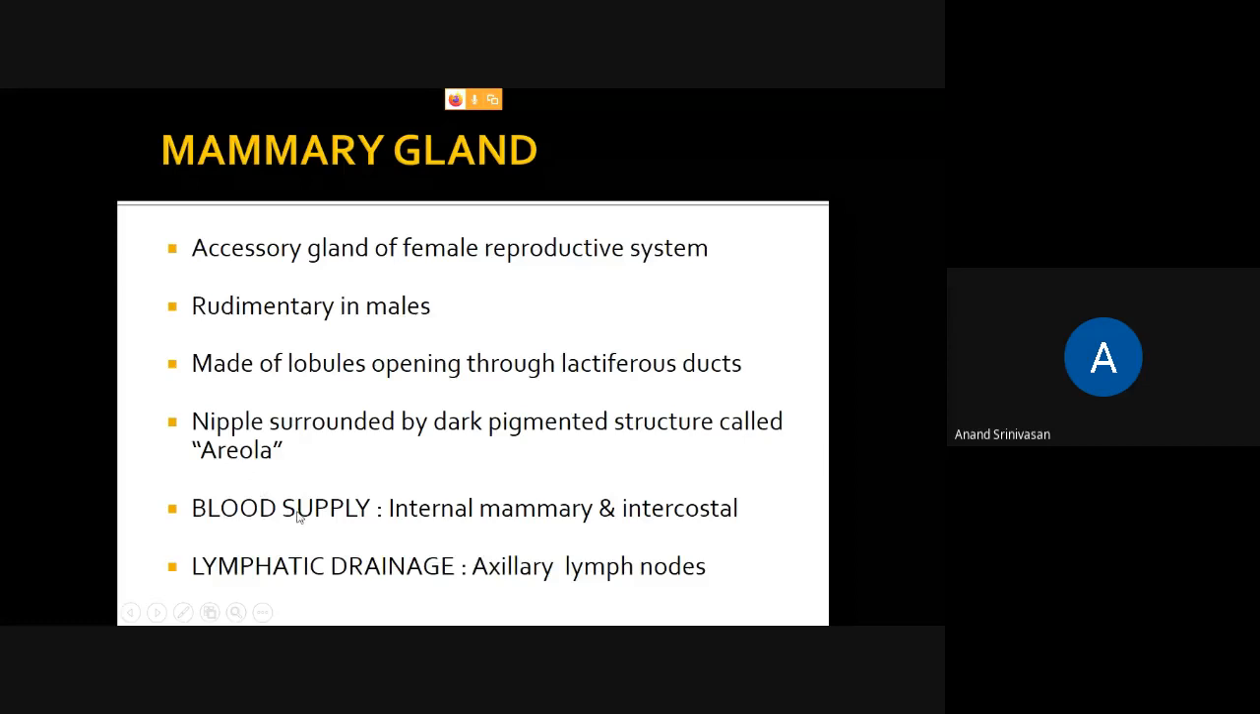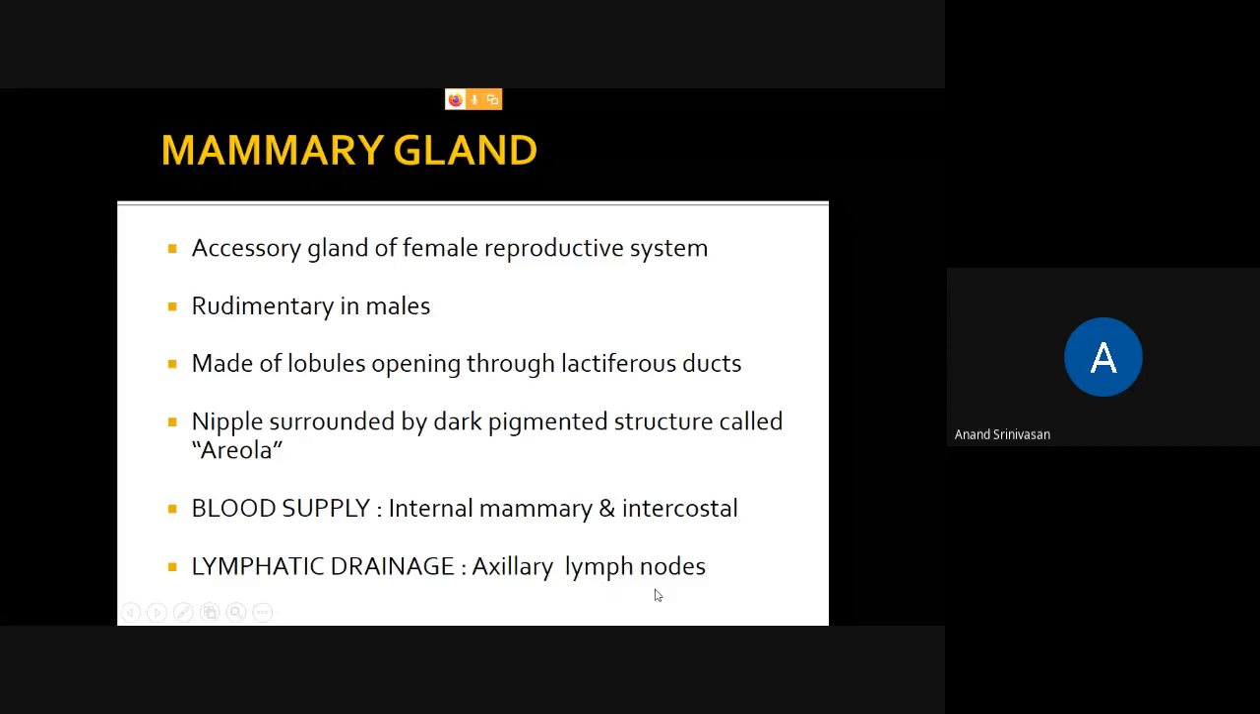Okay, the blood supply of the mammary gland is by the internal mammary and intercostal arteries and veins. Lymphatic drainage is into the axillary group of lymph nodes. So why do we need to know the lymphatic drainage? Because in case there is a cancer, the lymph nodes need to be removed.